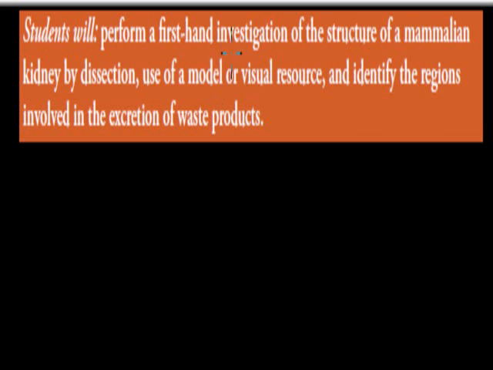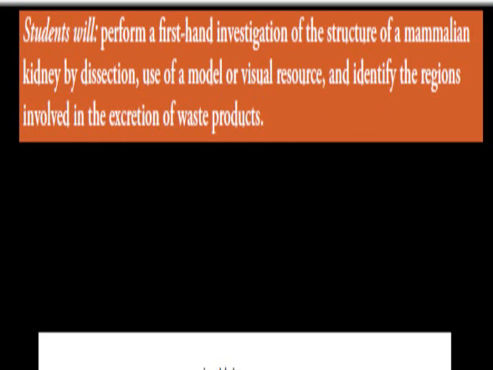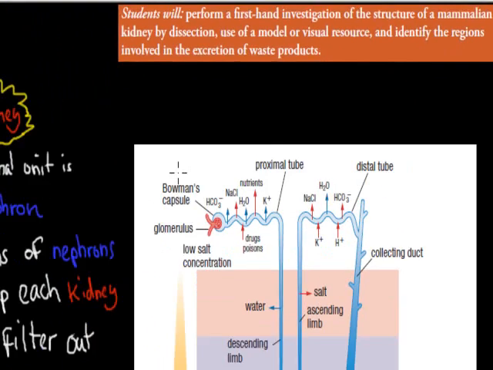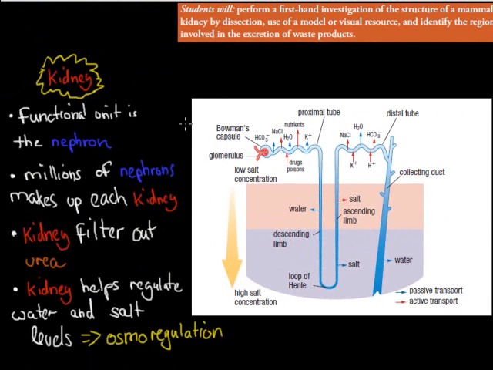It was a first-hand investigation of the structure of the mammalian kidney by dissection. Use of a model or visual resource and identify the regions involved in the excretion of waste products. So basically the dissection of the mammalian kidney. Before we start going over exactly what you looked at, we go over a quick overview of what we know about the kidney so far.